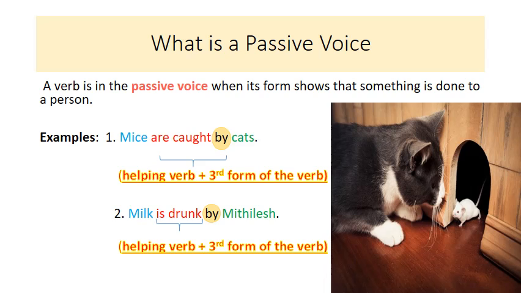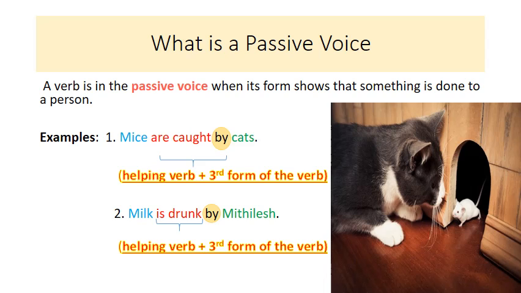Mice are caught by cats. See, the action of catching the mice is done to the person, to the subject. In the active voice, subject, the doer was cats. But in the passive voice, we say that the action is done to the subject, to the person. So, the mice are caught by cats.